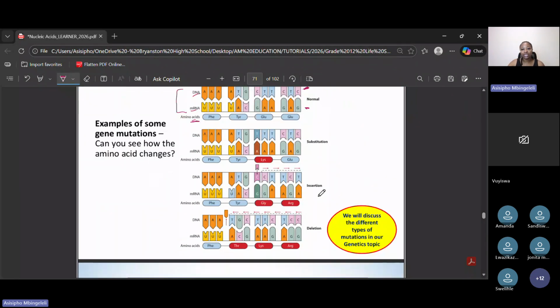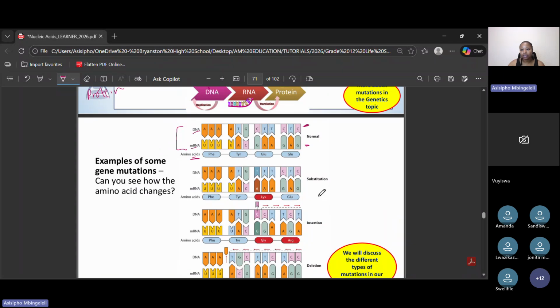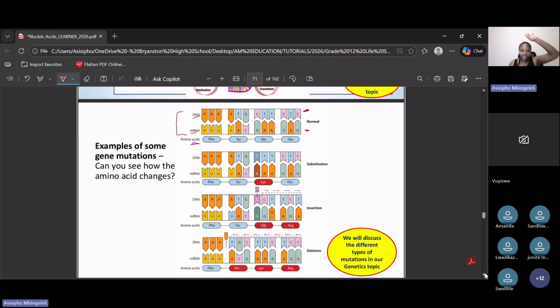Now, a possible mutation that may take place is substitution. What do we mean by that? Let's look at what has happened. So let's start from these bases. We've got AAA, ATG, CTT. Okay, we are happy. But what has happened in this particular section?